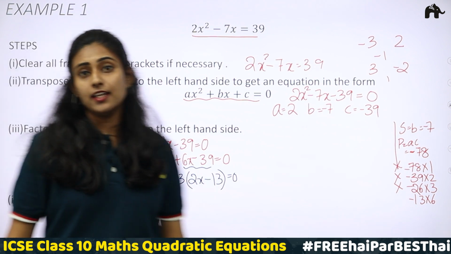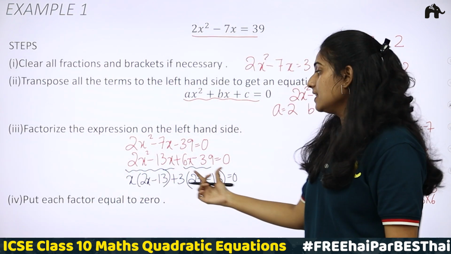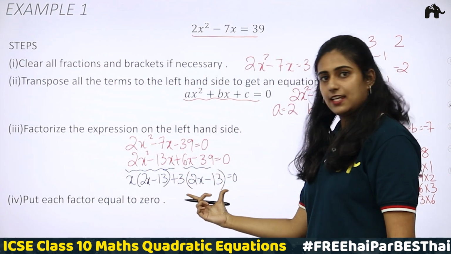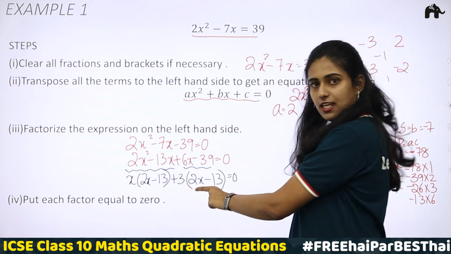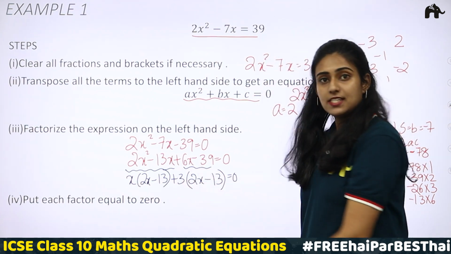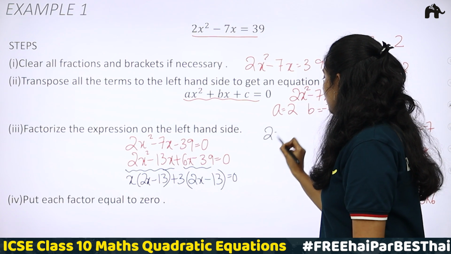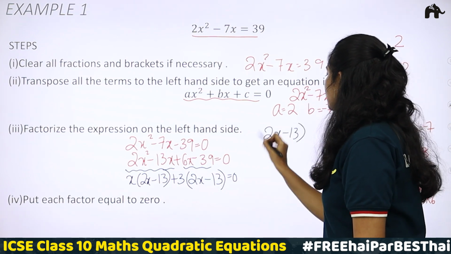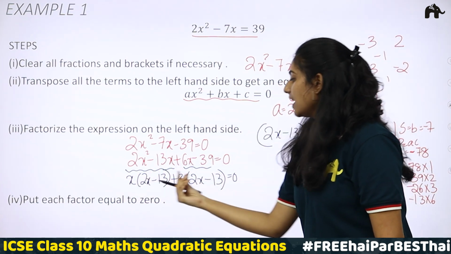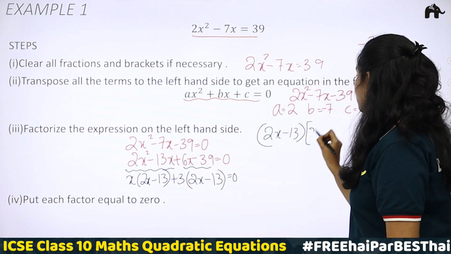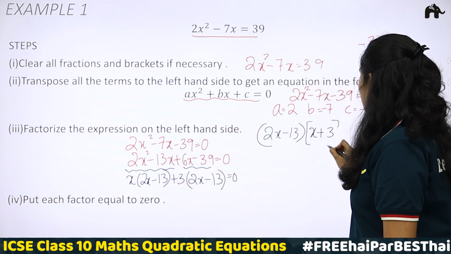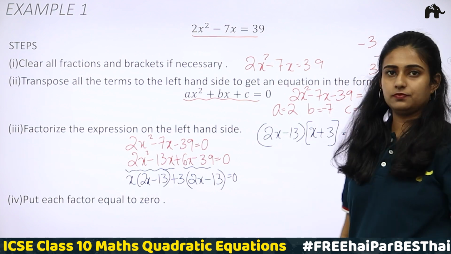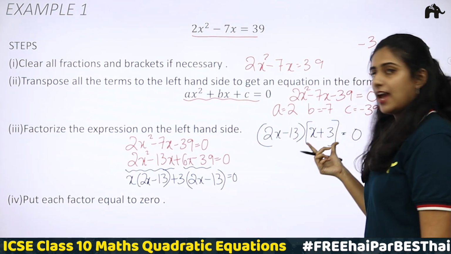Now, here 2x minus 13 is common in the first term and the second term. This is the first part and this is the second part. I can take this 2x minus 13 outside. 2x minus 13. Now what is remaining? Here we have x and here we have 3. x plus 3 is equal to 0. Now these are the factors.